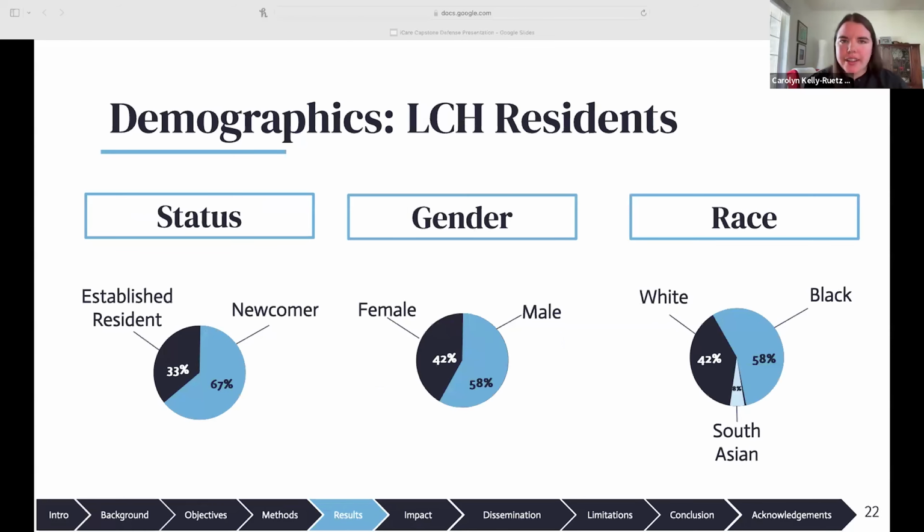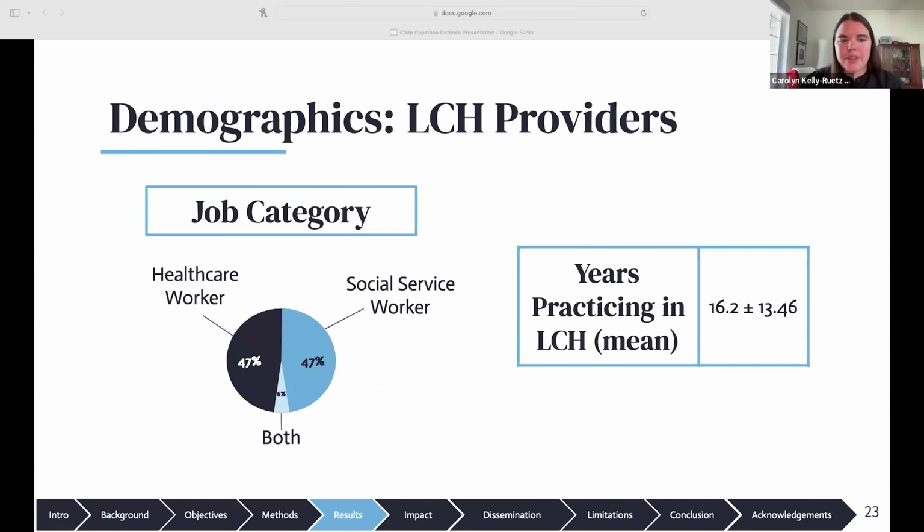To start, we're highlighting the most relevant demographic data, starting with residents. 33% of the residents that we interviewed were established residents, and 67% were newcomers. 58% of residents were male, and we had an almost equal distribution of residents who identified as Black and white. The service providers that we interviewed were split evenly between healthcare and social service workers, with one identifying as both. Providers had practiced in Lower Central Hamilton for a mean of 16 years.